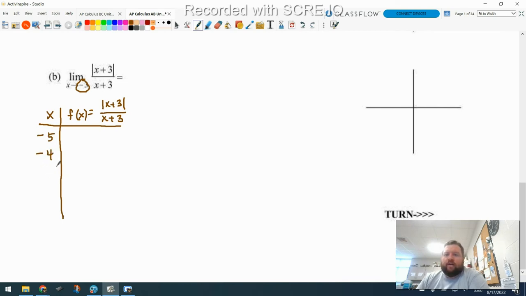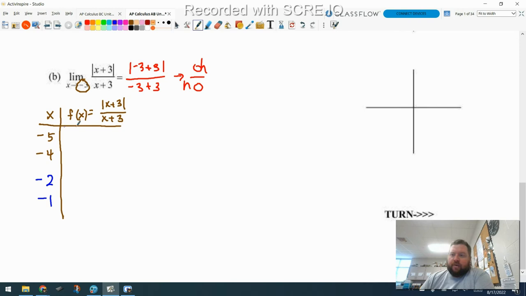And then we don't need -3 because if I plug in -3, -3 plus 3 divided by -3 plus 3, that is 0 over 0. Oh no! All right, so we have more work to do. We're going to look at the graph. So I'm not going to put -3 in my table, but I will do -2 and -1. All right, so if I plug in -5, I get -5 plus 3 absolute value over -5 plus 3. So -5 plus 3 is -2, but the absolute value turns it into +2.